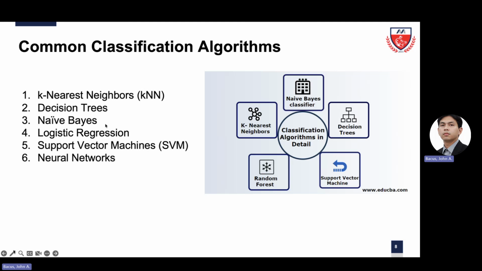For the common classification algorithms, we have k nearest neighbors. That's one. We have decision trees, naive Bayes, logistic regression, support vector machine, and neural networks. We are going to divide these common classification algorithms into two recorded lectures. I'll see you in the next one.